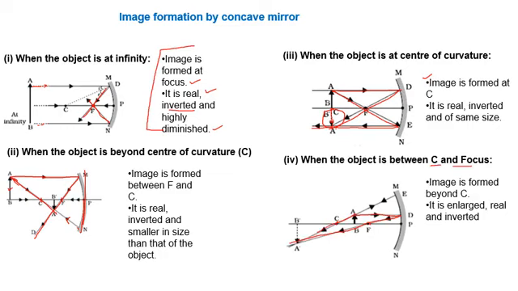After reflection, this ray goes straight back through the center of curvature, and wherever these two rays meet, there the image is formed. This image is again real, inverted, and as you can see, the size of the image is enlarged. It is more than the size of the object. It is formed beyond the center of curvature.